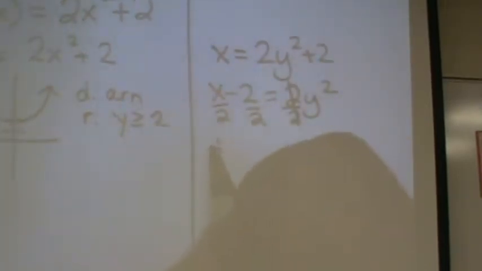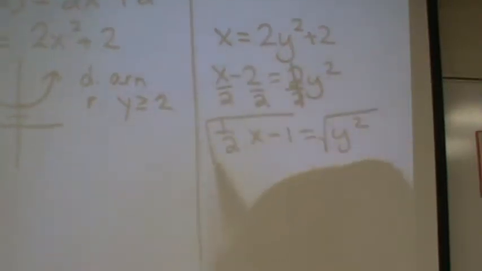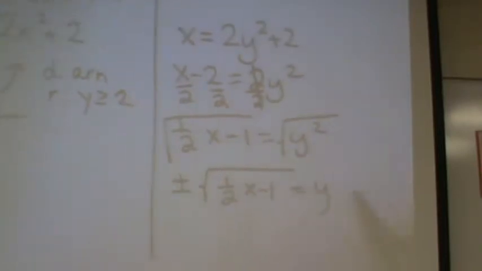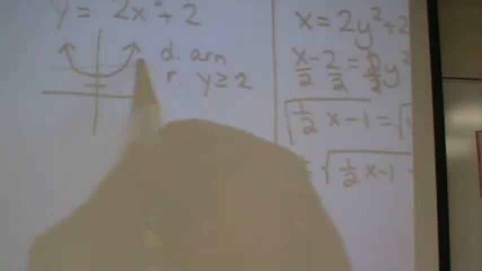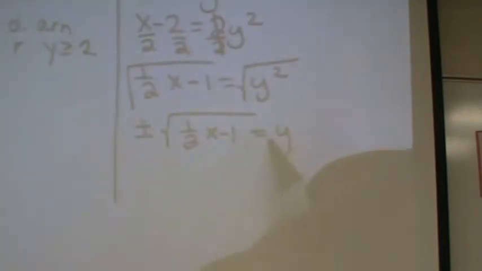I could write 1/2 x minus 1 equals y squared, and then take the square root of both sides. So you get plus or minus the square root of 1/2 x minus 1 equals y. Now, is this a function? No. It did not pass the horizontal line test. It's not 1-to-1, so you don't get to write f negative 1 of x.